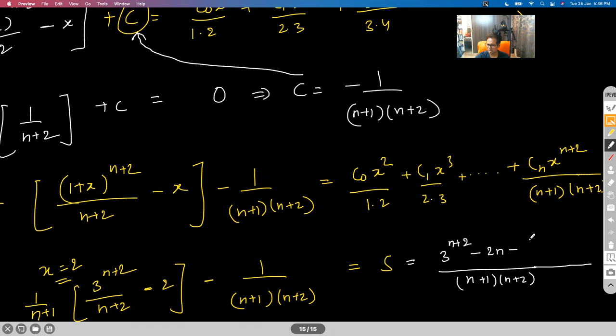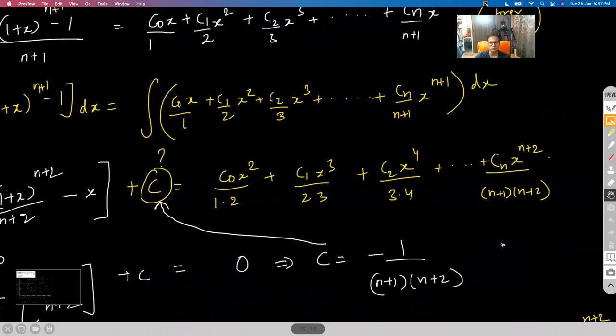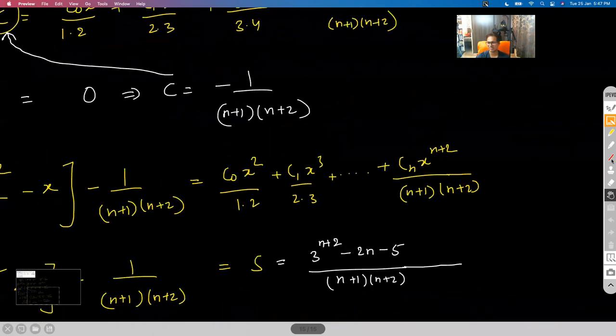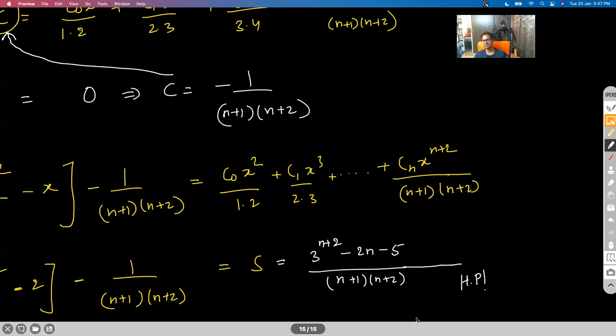Is this what we wanted to prove? Check. 3 to the power n plus 2 minus 2n minus 5 by n plus 1 n plus 2. Is it fine? Any questions, any concerns?